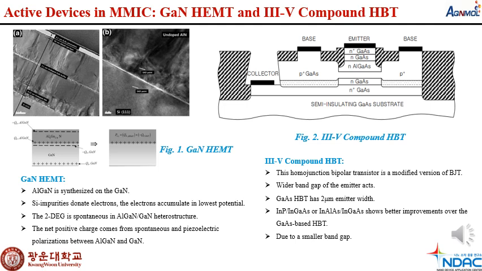If we see the structure of this device, we can see the collector, base and emitter, and there are some layers: gallium arsenide, aluminum gallium arsenide N plus, and gallium arsenide N. This kind of device is also fabricated on a semi-insulating gallium arsenide substrate.